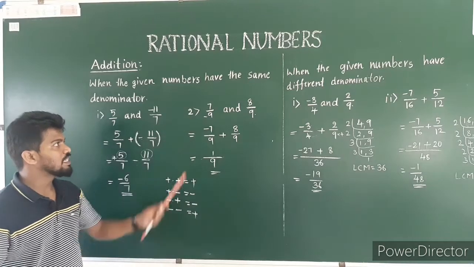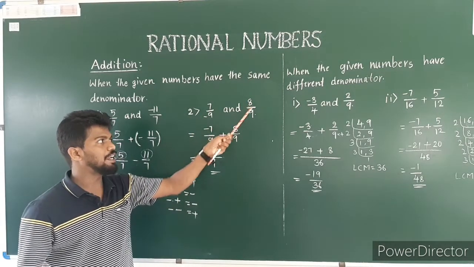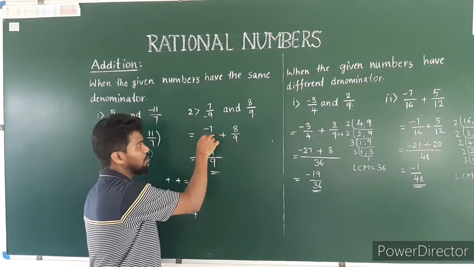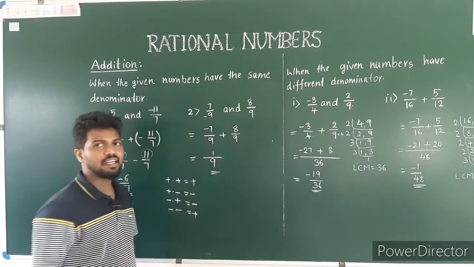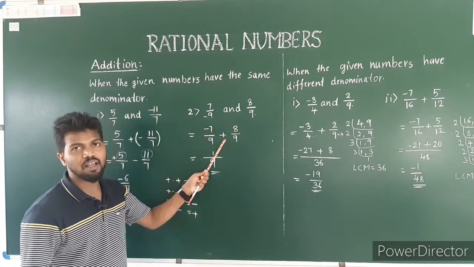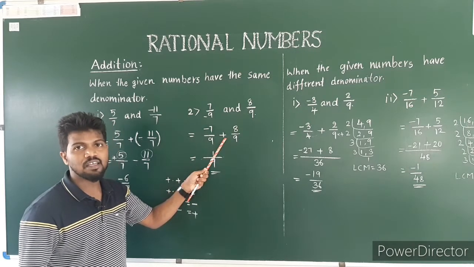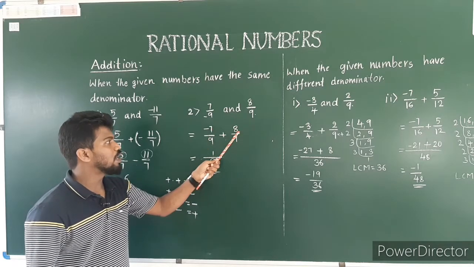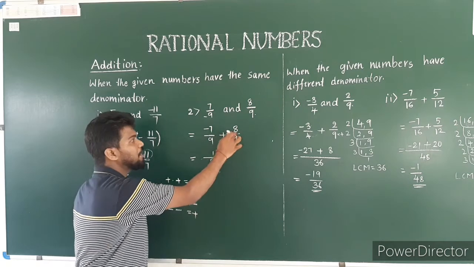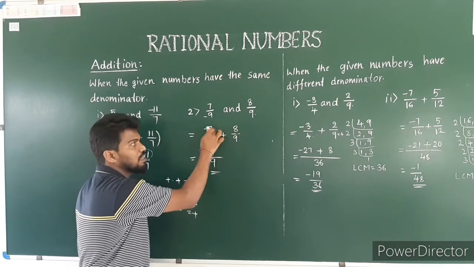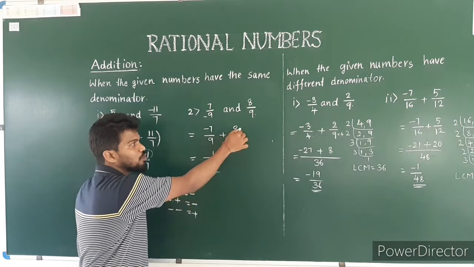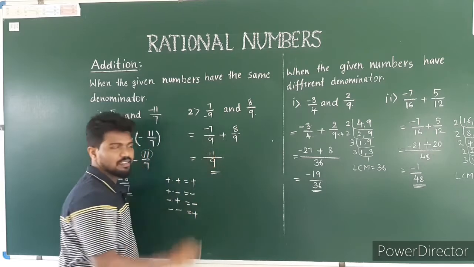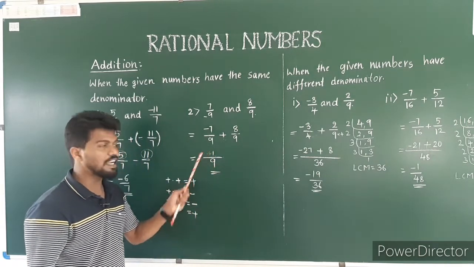Similarly, the second one, minus 7 by 9 and 8 by 9. You put addition here, plus. So minus 7 by 9 as it is, plus 8 by 9. Now one is minus, one is plus, so you subtract. The denominator is the same. Subtract means 8 minus 7, you get 1. The larger value is 8, and its sign is plus. Plus means you don't write it; if nothing is there, you take it as plus.